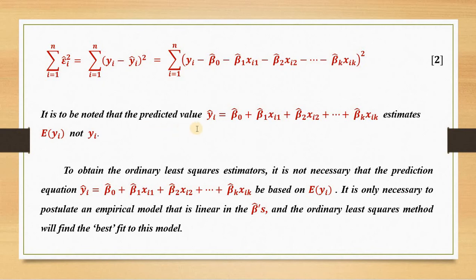Here it is to be noted that the predicted value yi cap equal to beta naught cap plus beta 1 cap xi1 plus beta 2 cap xi2 plus dot dot dot beta k cap xik estimates expectation yi. So to obtain the ordinary least square estimators, it is not necessary that the prediction equation yi cap be based on expectation yi. It is only necessary to postulate an empirical model that is linear in beta cap, and the ordinary least square method will find the best fit to this model.